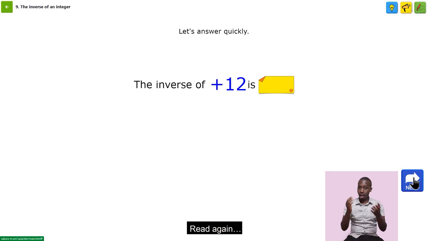Read again. The inverse of positive 12 is... Tell me the answer.